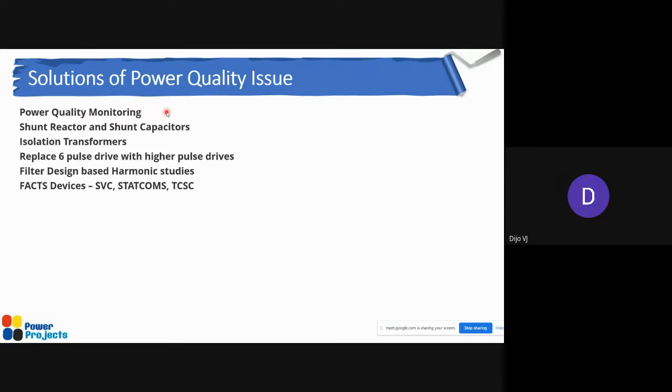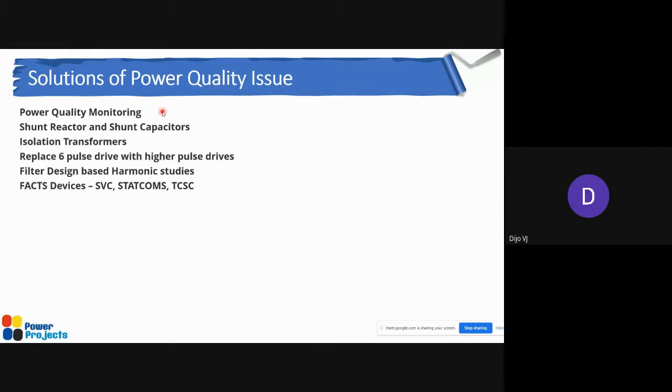As a part of smart grid integration, smart meters are being installed. The smart meters may not have 100% of the features that a power quality meter can give you, but at least the voltage can be monitored, and maybe dips in voltage can also be monitored at the AMI, the advanced metering infrastructure.